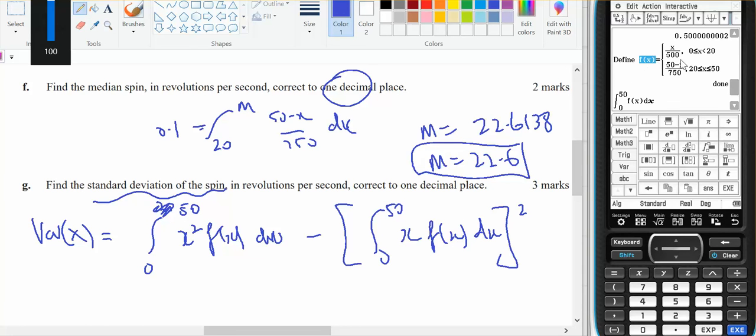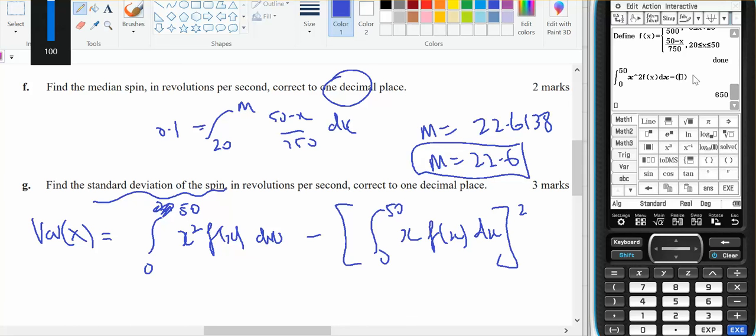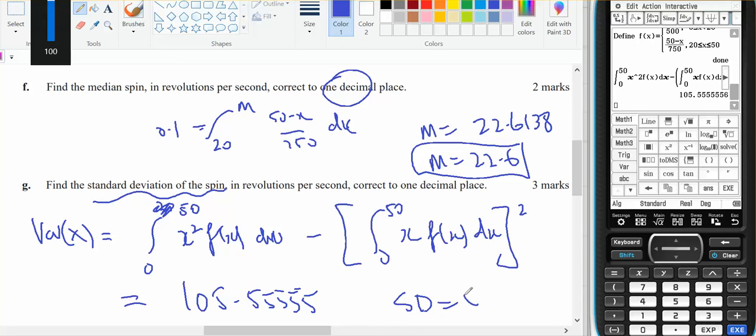I've defined my f of x as this hybrid function, and just to double check, I've integrated from 0 to 50 of the function and I got 1 as an answer. So if I multiply this by x squared, that will give me the expected value of x squared. From that I subtract the square of the mean, and that gives me the variance, which equals 105.55555 recurring. Therefore, the standard deviation is the square root of the variance.